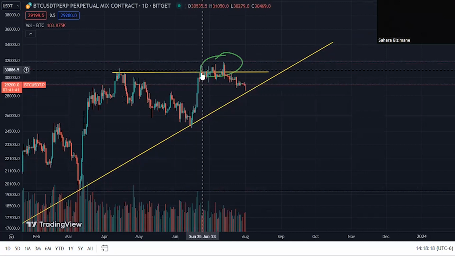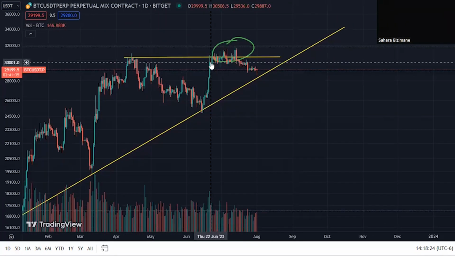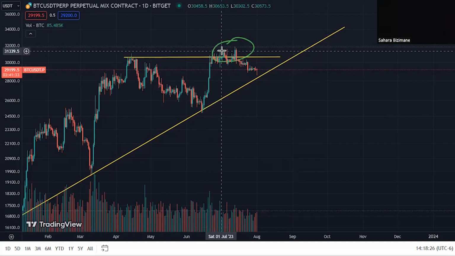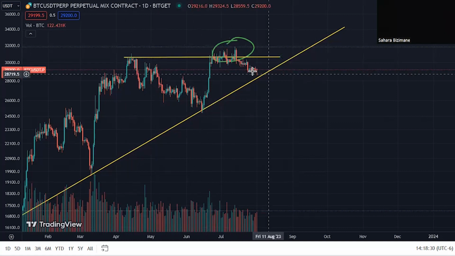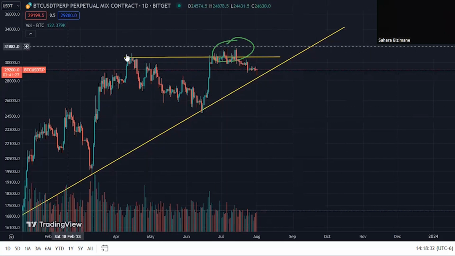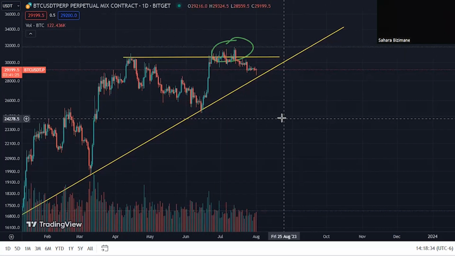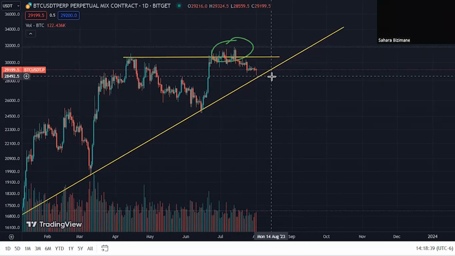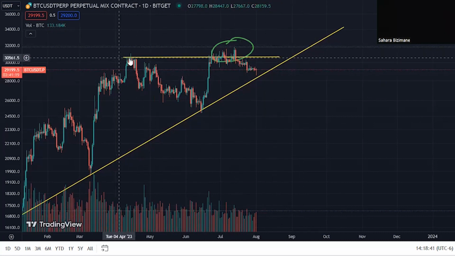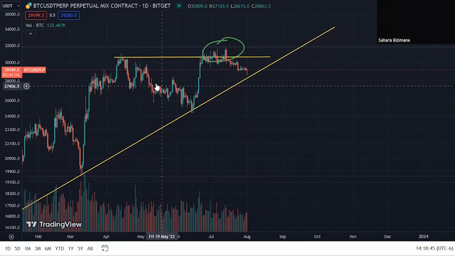Now, as it is going up, it ended up not being able to form a high that is higher than this previous high. So it failed to make a high that was higher than this previous high. And because of that, it formed this large double top. We have a clear double top right here on the Bitcoin chart on the daily time frame.